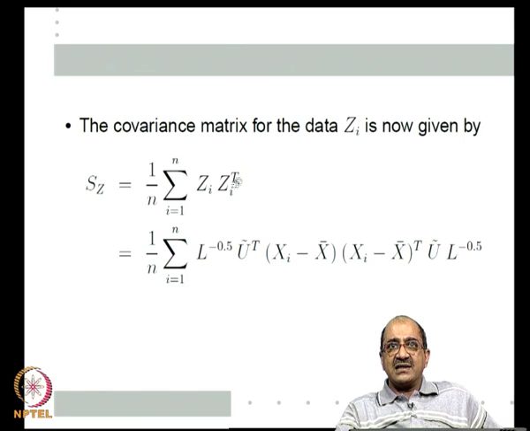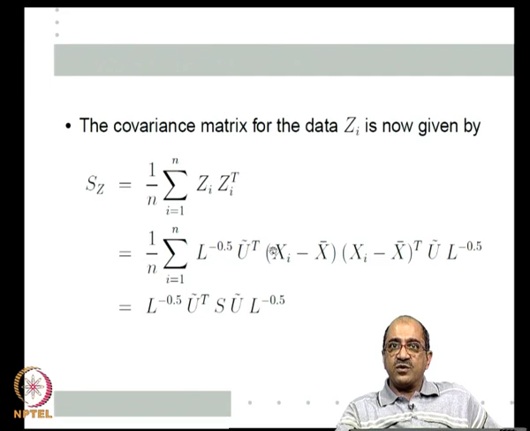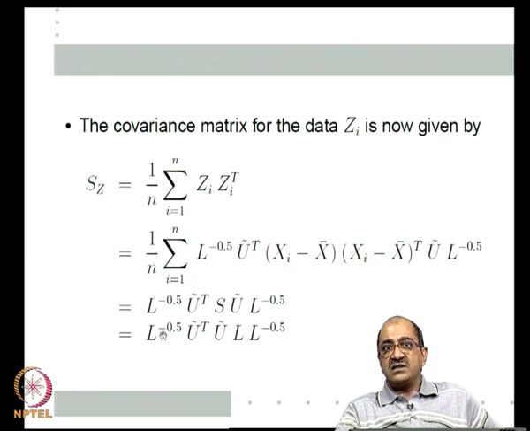So, let us substitute for z_i. z_i is nothing but L to the power minus half u tilde transpose (x_i minus x bar). z_i transpose is (x_i minus x bar) transpose u tilde L to the power minus half. Now, I have this S matrix sitting in the middle, 1 by n summation over i equal to 1 to n of (x_i minus x bar)(x_i minus x bar) transpose. Put that in. So, I get L to the power minus half u tilde transpose S u tilde L to the power minus half. Now, because u tilde is the matrix of eigenvectors, S u tilde is u tilde L.